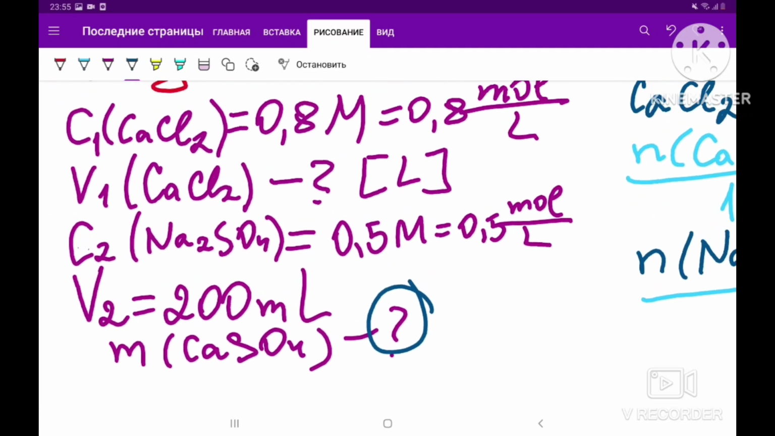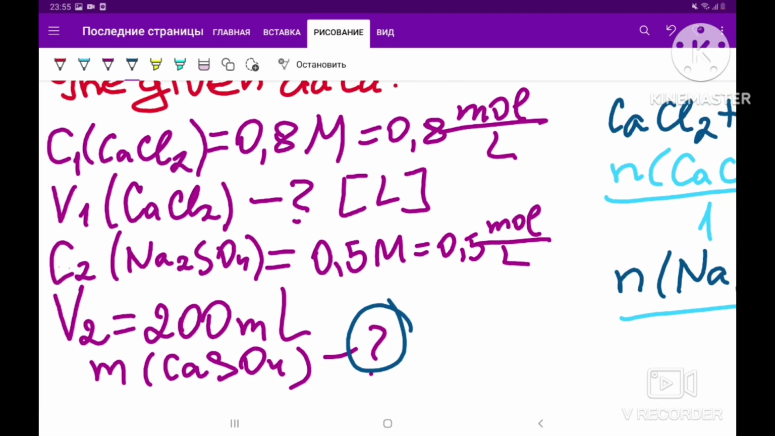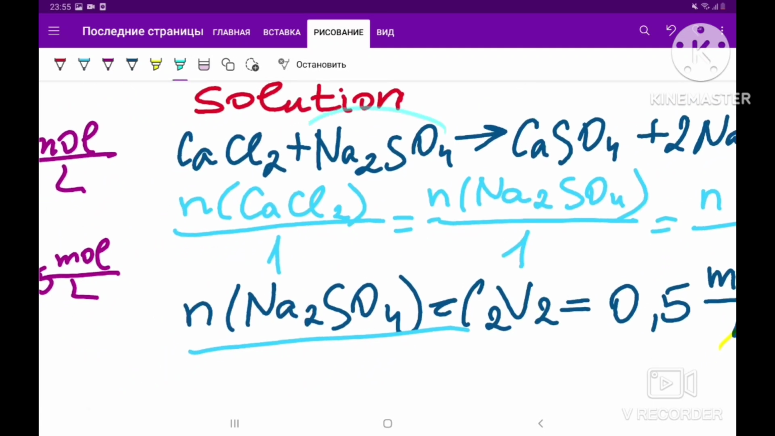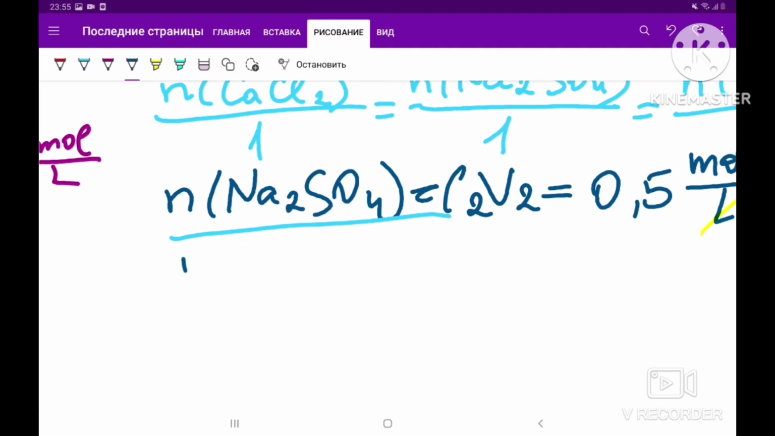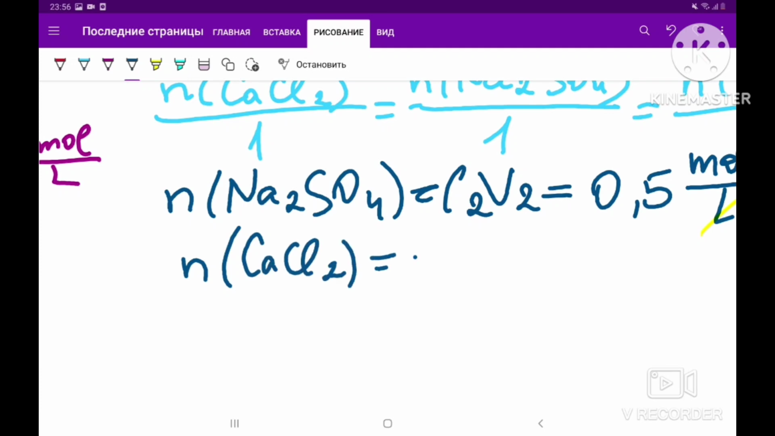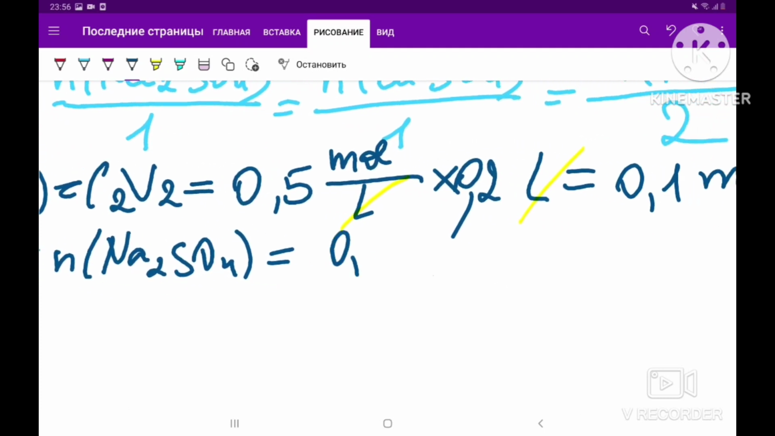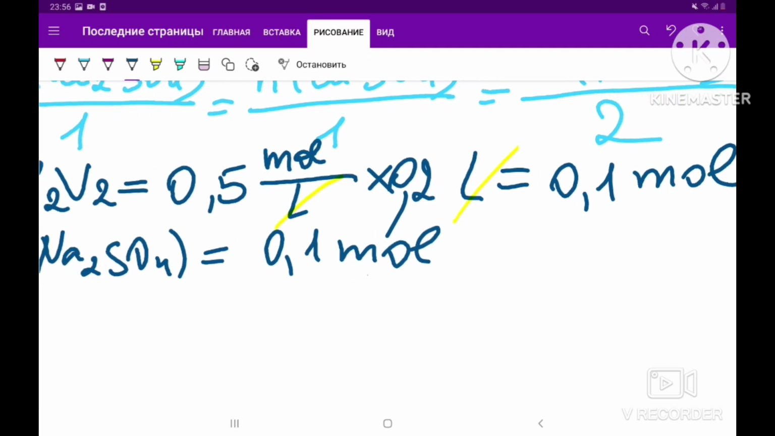So let's go step by step. We need to find the volume of calcium chloride. So we need to find the number of moles of calcium chloride. And we see that calcium chloride to sodium sulfate is 1 to 1. So the number of moles of calcium chloride equals the number of moles of sodium sulfate. It will be 0.1 mole as well. They are equal.